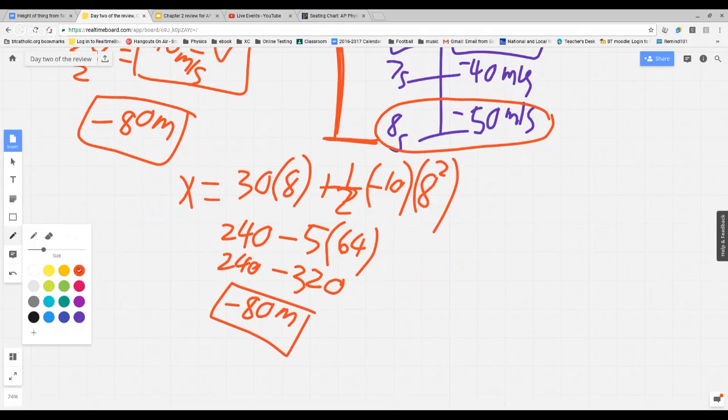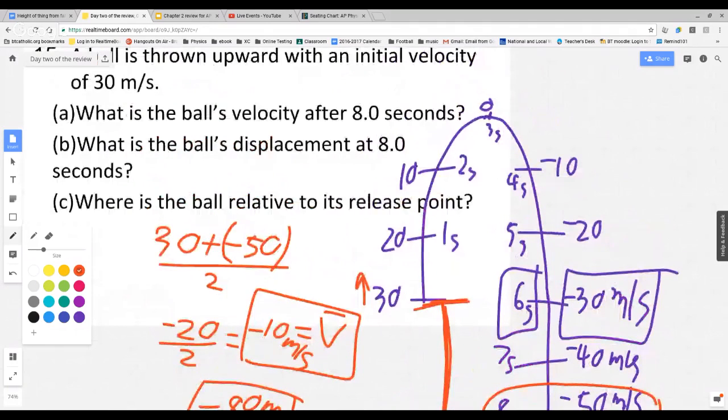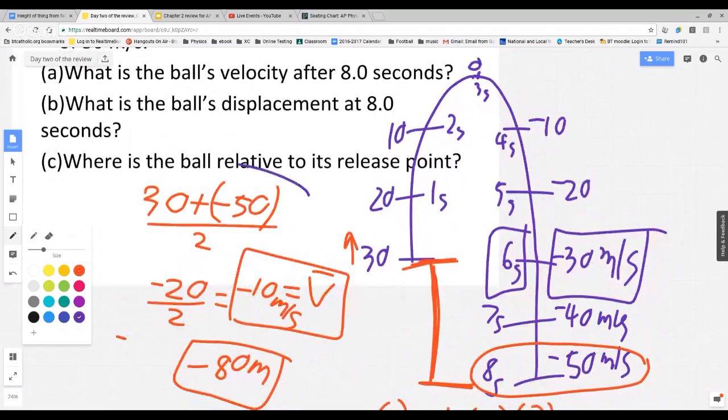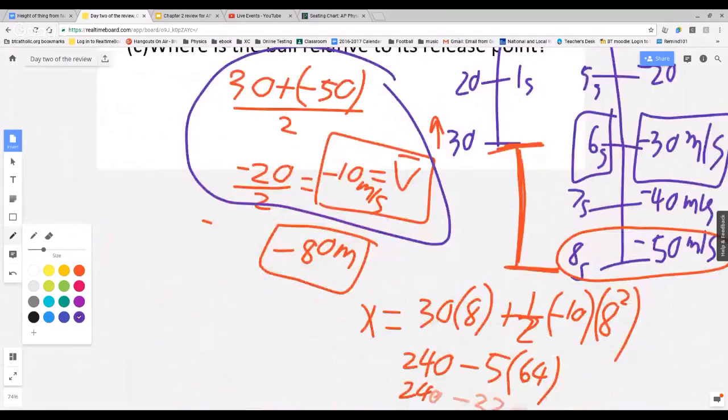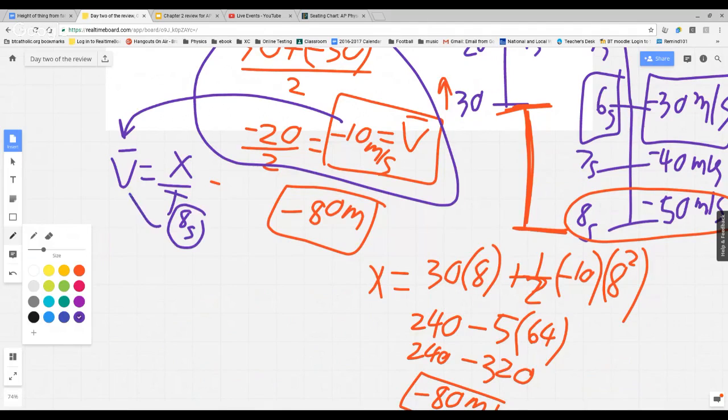Wait, so B and C are the same thing? Well, they are. So how'd you get negative 80 right there? All right, my first set of math was to find the average velocity. Okay, so V average equals X over T. I took that and put it there. T is 8 seconds, and this times that equals negative 80.